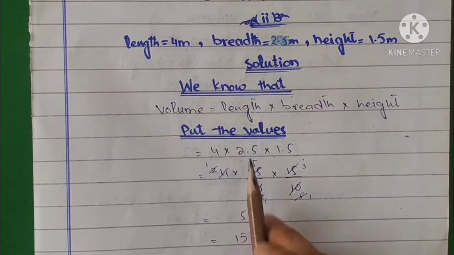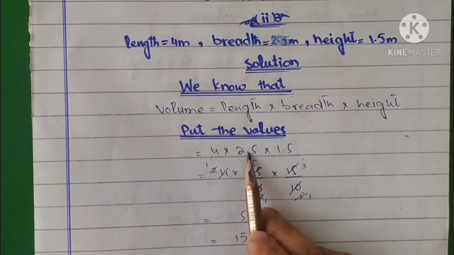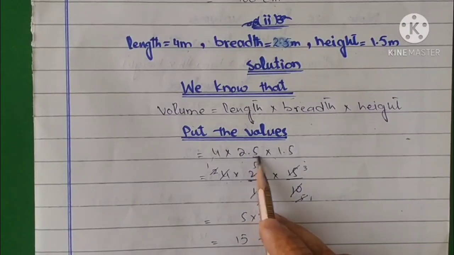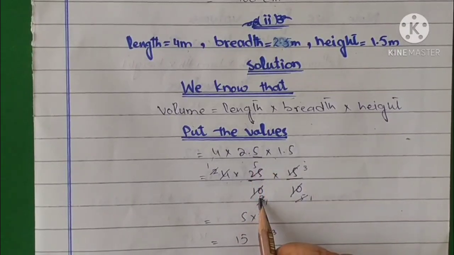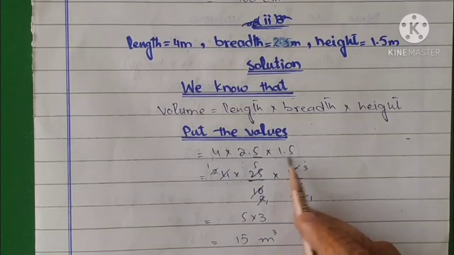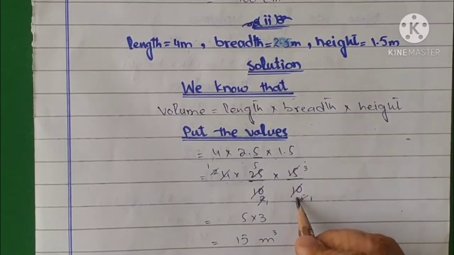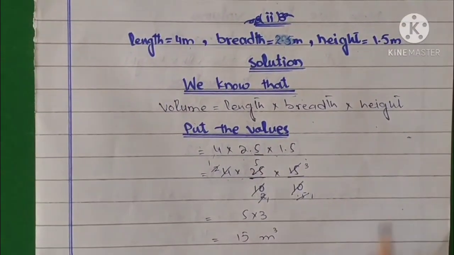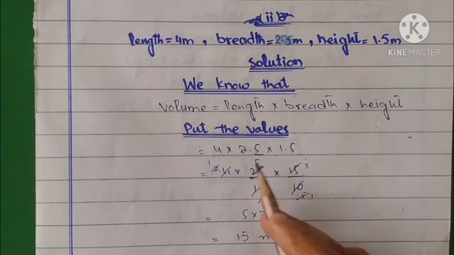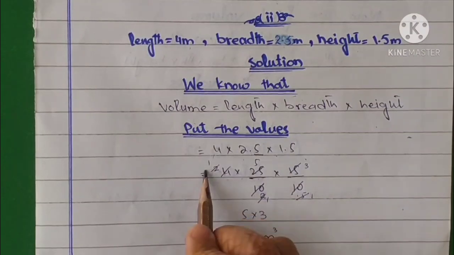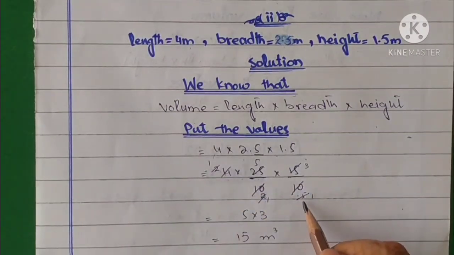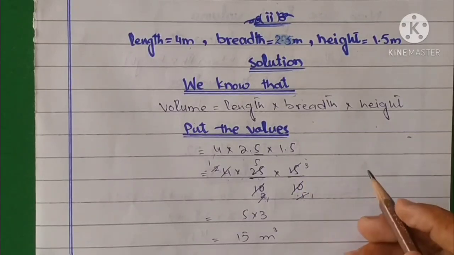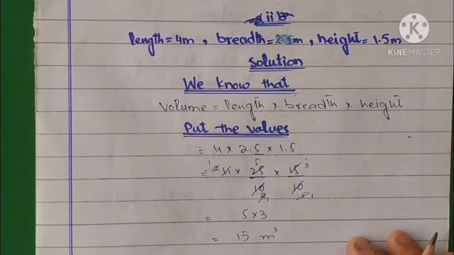We will write 4 as it is multiplied by 2.5. After removing the point, I will write here 25 over 10, since there is one digit after the point. Same for 1.5, I will write it as 15 over 10 after removing the decimal point. Now I will simplify this expression. 5 2s are 10, 5 5s are 25, 2 1s are 2, 2 2s are 4, 2 5s, 5 3s are 15 and 5 2s are 10. Same, we will simplify this.